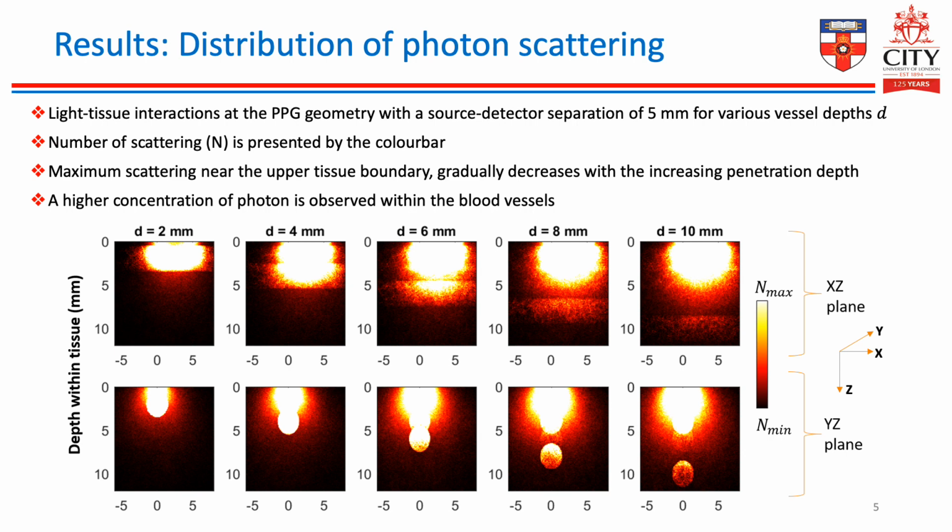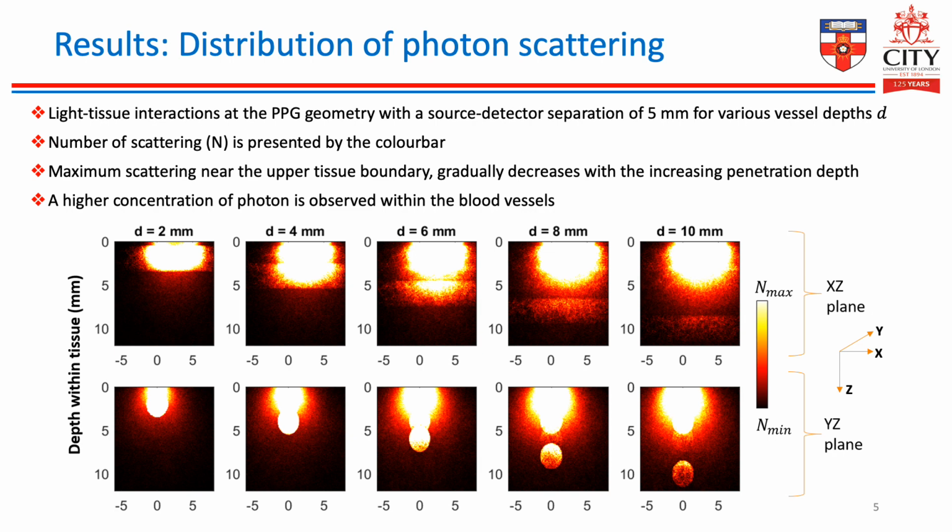Along the Z direction, the penetration depth within the tissue is represented. In the first row, the x-axis represents the width of the tissue, and in the second row, it represents the thickness of the tissue. Now, you can see that the maximum number of photons are accumulated within the first few millimeters of the tissue layer from the top surface, and gradually the number of the scattering events decreases.